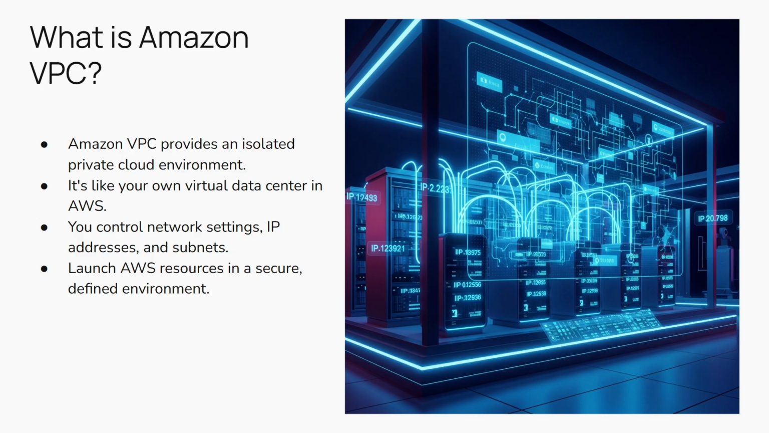So what exactly is the VPC? Think of VPC as your own isolated private network within the AWS Cloud. It is like having your own virtual data center where you have full control over your IP address range, subnets, route tables, and everything. It's the infrastructure for your whole setup. This is where you will launch all your AWS resources like virtual servers, databases, and more in a secure and controlled environment that you define.